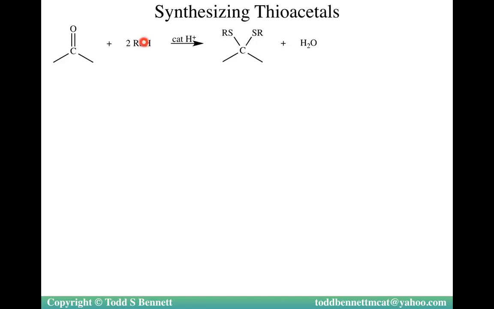So if I have 2 thiols, RSHs, and I add them across the carbonyl, it's this exact same thing we just had with the ketal formation, except instead of ROHs, we have RSHs. So instead of getting ORs on there, we get SRs on there. Very similar reaction, same story as before.